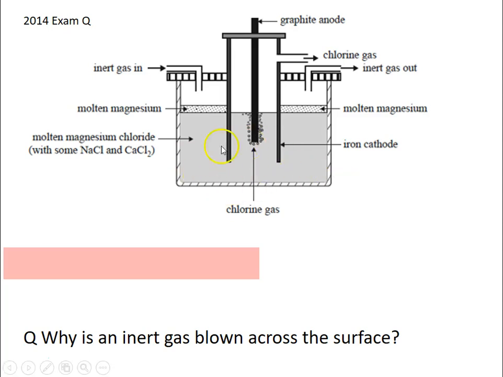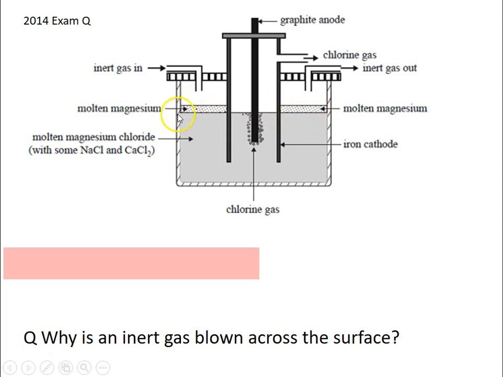Alright, this is a 2014 exam question. If you have a little look, pause the video. What metal is being produced here? What's the electrolyte? Okay, so you can see that it's molten magnesium chloride.